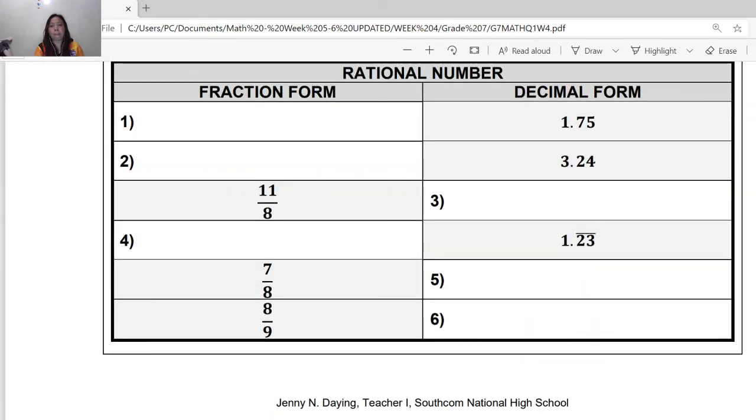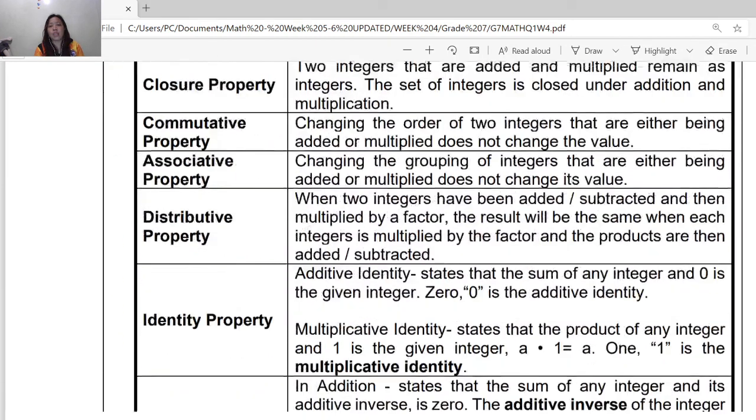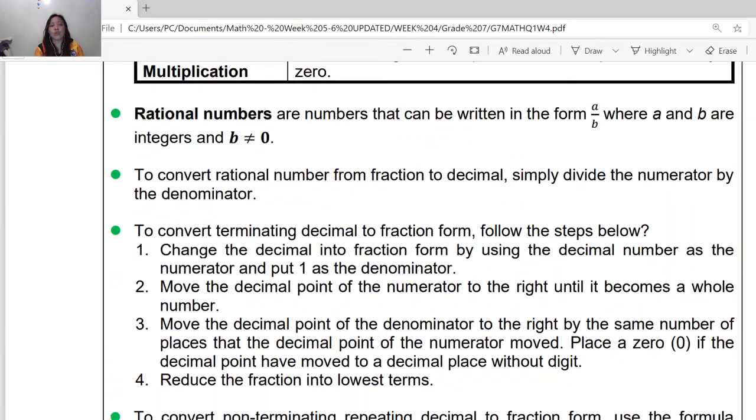So we have here the activity, fraction form and decimal form. We have the decimal form here and transform that to fraction. Then we have another decimal, transform to fraction. Then we have a fraction, transform to decimal. Then this one, decimal to fraction, fraction to decimal, then fraction to decimal. Since we already discussed the rules earlier, you will just review the rules and you can now answer this one. Okay, so that's all for today.